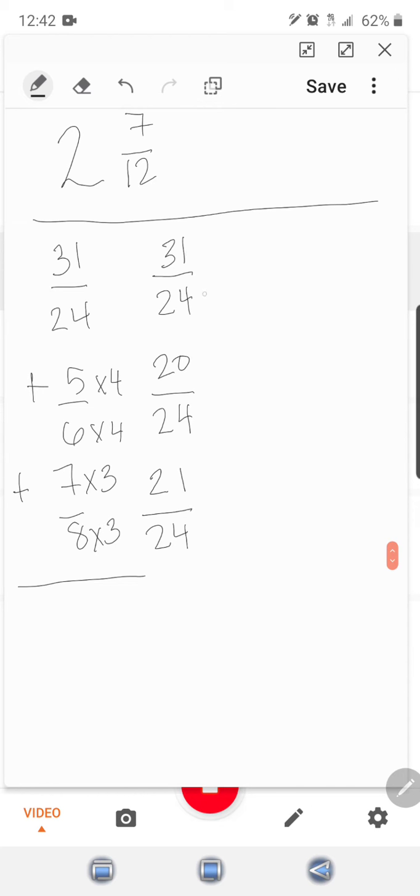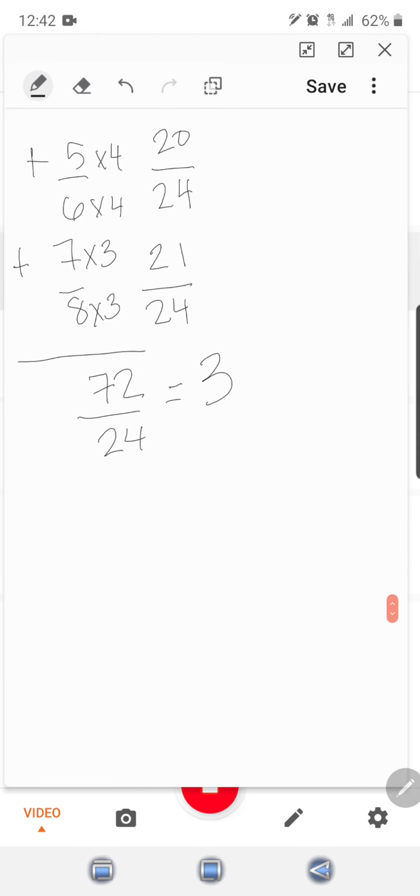Now I'm going to add 31, 20, and 21. It equals 72 24ths. And this was completely by accident. So how many times does 24 go into 72? Well, it goes in 3 times, evenly. And that's it. It creates a whole number. There's no more fraction. Kind of cool, huh? All right, last one.